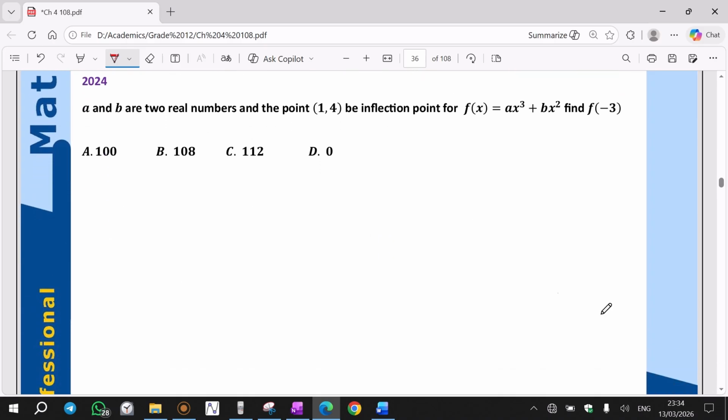The last question is not something very special. It's like the question we just solved. A point is given, and the point is on the function itself. Now I know f of 1 is equal to 4. We use this to find a relation between a and b. After that, an inflection is given.